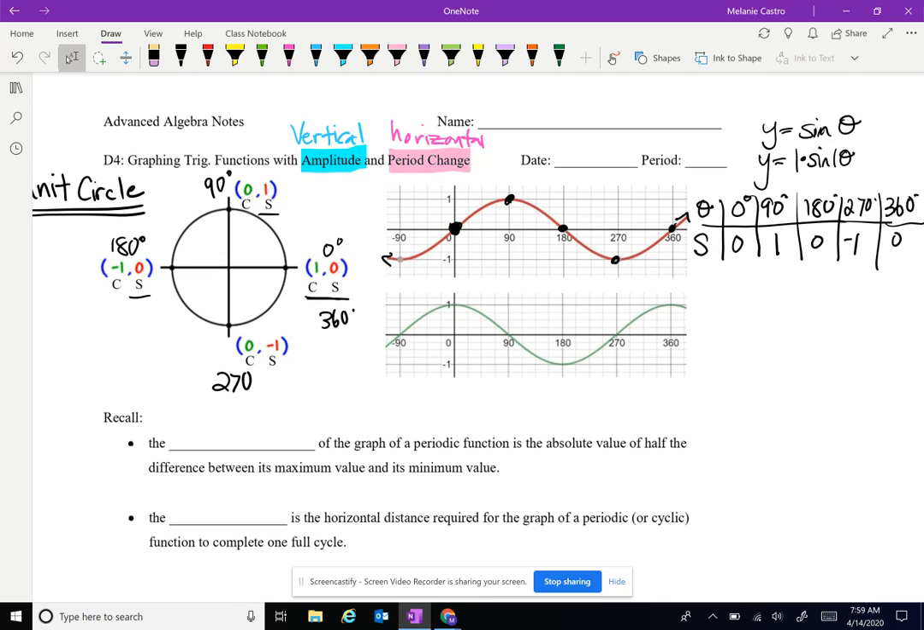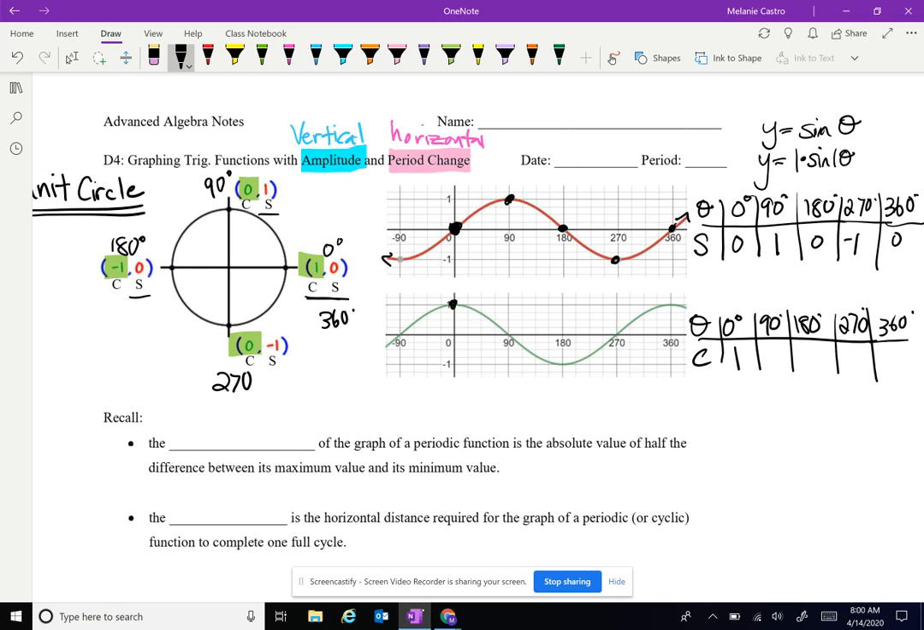For cosine, here we're looking at what cosine is doing, and again, we'd want that parent table. So our parent table for theta would still go from 0 to 360. That is our general function, or mother function, parent function for cosine. At 0 degrees, we're at 1. That is the maximum value. Then it goes to 0 when we're rotated to 90. At 180, we'd be at negative 1. Now we've reached our minimum.